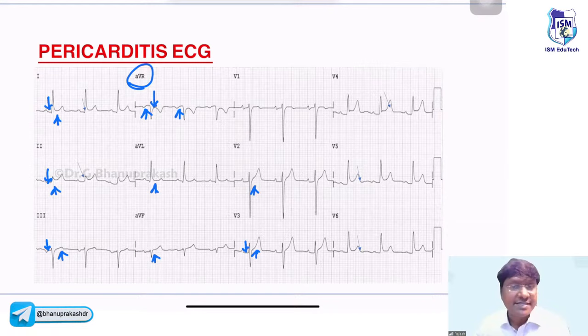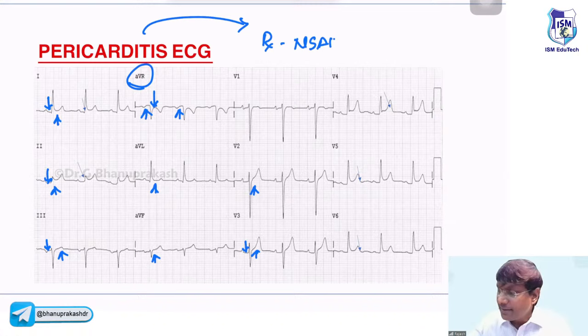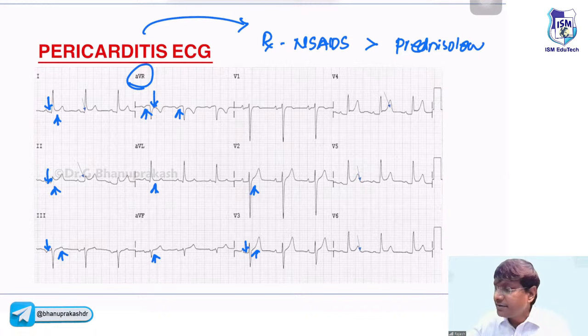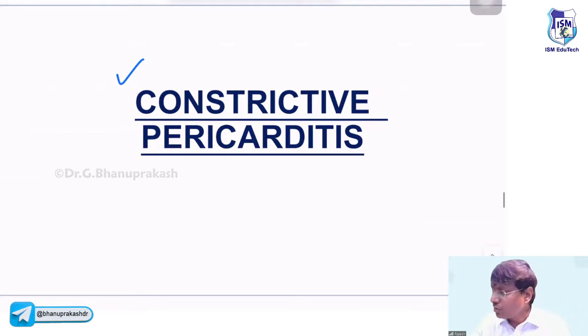And the treatment is NSAIDs, non-steroidal anti-inflammatory drugs. Only when the individual is refractory to medical management, I mean refractory to the NSAIDs, then you need to give prednisolone. Otherwise, the first line drug will be the non-steroidal anti-inflammatory drugs. So that was about acute pericarditis. Then we will move on to the discussion of constrictive pericarditis, the next topic.